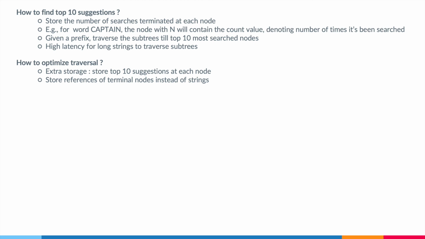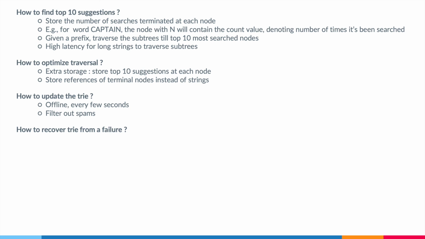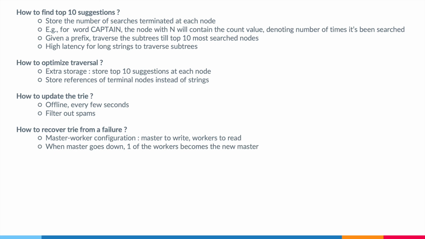To update the trie, we can schedule offline jobs at some interval, like maybe every 5 seconds. A lot of searches may not even need to be indexed, so we could use a spam filtering layer before updating the trie. It's also very important for a software engineer to handle system failures. So how do we recover the trie from a failure? We could configure our trie servers using a master worker replica architecture. The master server will be used to update the trie and workers to read the trie data. Now, if a master goes down, one of the workers will take its place. At this point, we could use consistent hashing to redistribute the load among the new set of servers.